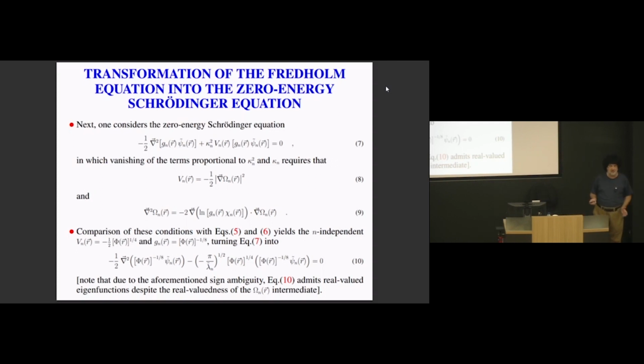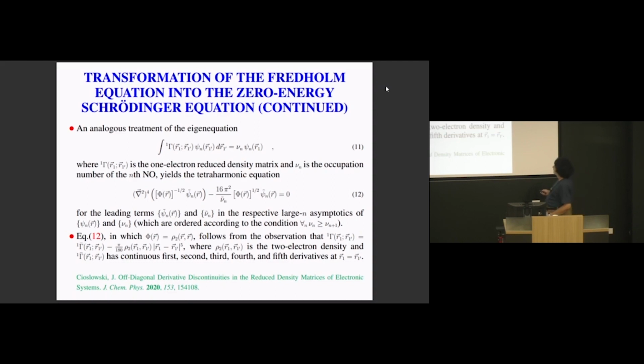If we do it for singlet systems, and just to go fast, here we play the same trick with one matrix, with this eigenequation, which is the equation coming from the definition of natural orbitals. We get a tetraharmonic equation, which is even worse than the biharmonic equation, but again, we play the same trick, turning it into an equivalent Schrödinger equation.